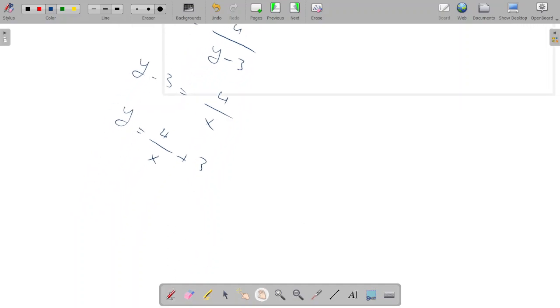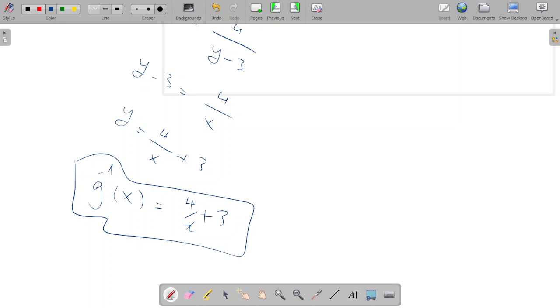Unify the two functions. Keep it as it is. This is what you do, and then you make sure you write the notation properly. The inverse function of x is going to be equal to 4 over x plus 3. That's the solution for this problem. So we solved all three parts of the functions.